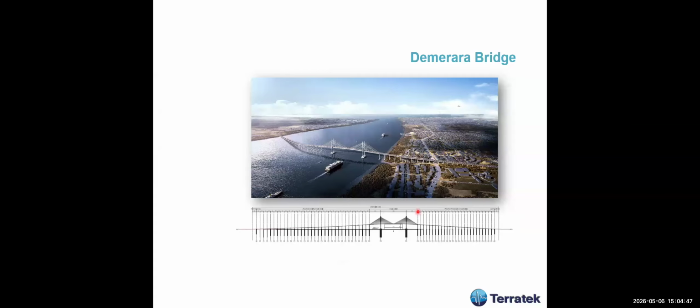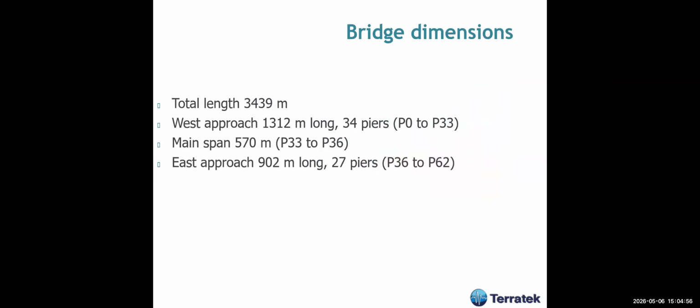It's about 3.2 kilometers for the main part, and the total length is 3.4 kilometers. The west approach is 1.3 kilometers long with 34 piers, P0 to P33. The main span is 570 meters, P33 to P36, and the east approach is 900 meters long with 27 piers, P36 to P62.